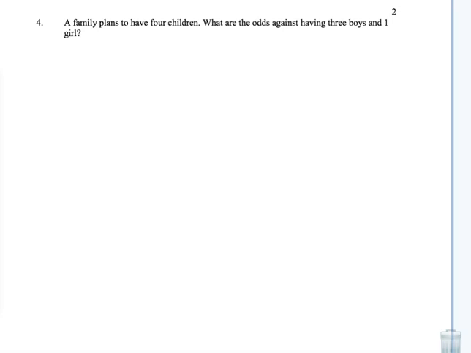And so what I'm going to do is I'm going to get a whole clean page to do this, and we're going to draw a tree. So we want the odds against, so we're going to be doing unfavorable to favorable. We want 3 boys and 1 girl. So let me get a clean page here, and I'm going to do the family tree. So on my first child, I'm either going to have a boy or I'm going to have a girl. If I have a boy first, my second child could be a boy, it could be a girl. If I have a girl first, I could have a boy or a girl second. So when you follow this, you could have boy, boy, boy, girl, girl, boy, girl, girl.